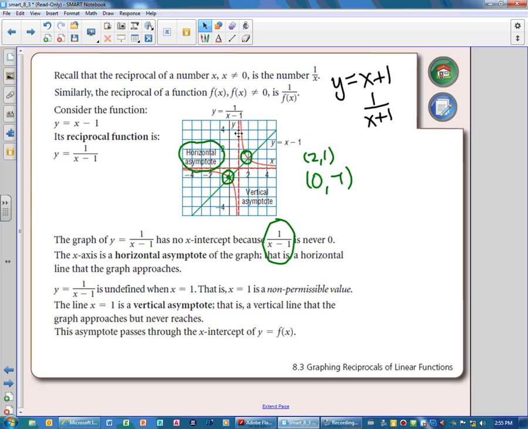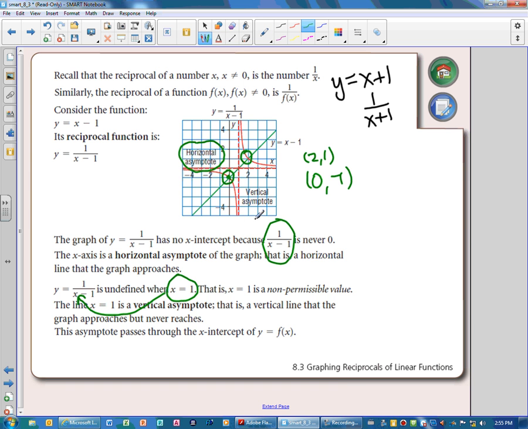Well, where did this come from? It came from that undefined value. Up here, I kind of glossed over it, but here's where I'm going to talk about it. It says here that we're undefined when x is 1. If I plug a 1 in here, I'm going to have an undefined value. It's a non-permissible value. That's where my reciprocal graph will never touch, because if I plug in x is 1, my equation will be undefined. So that forms my vertical asymptote.